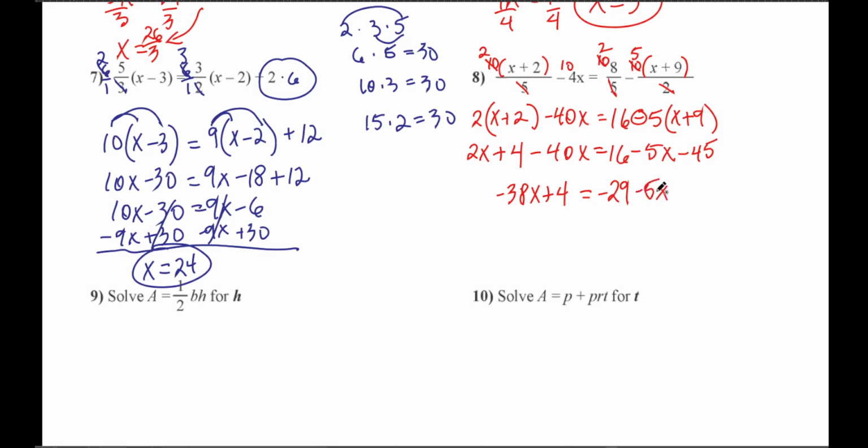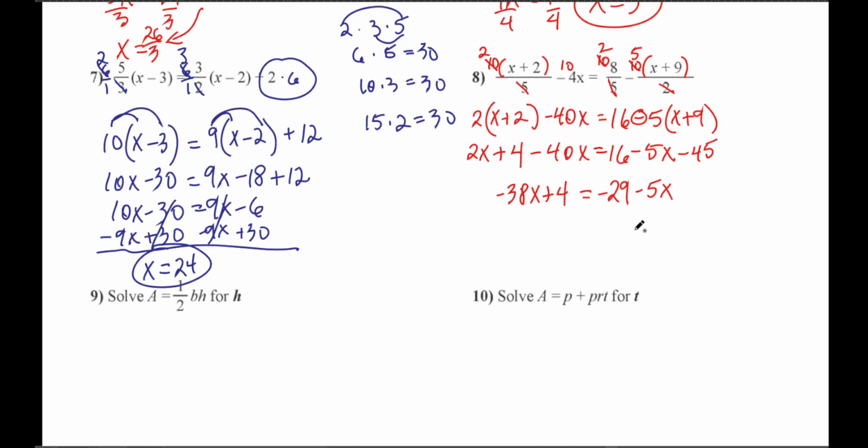It's supposed to be a 5. It's weird looking. Let's make it look like a 5. Check my math. 16 minus 45. That is negative 29, isn't it? I think so. Yes. Okay. Let's do this.